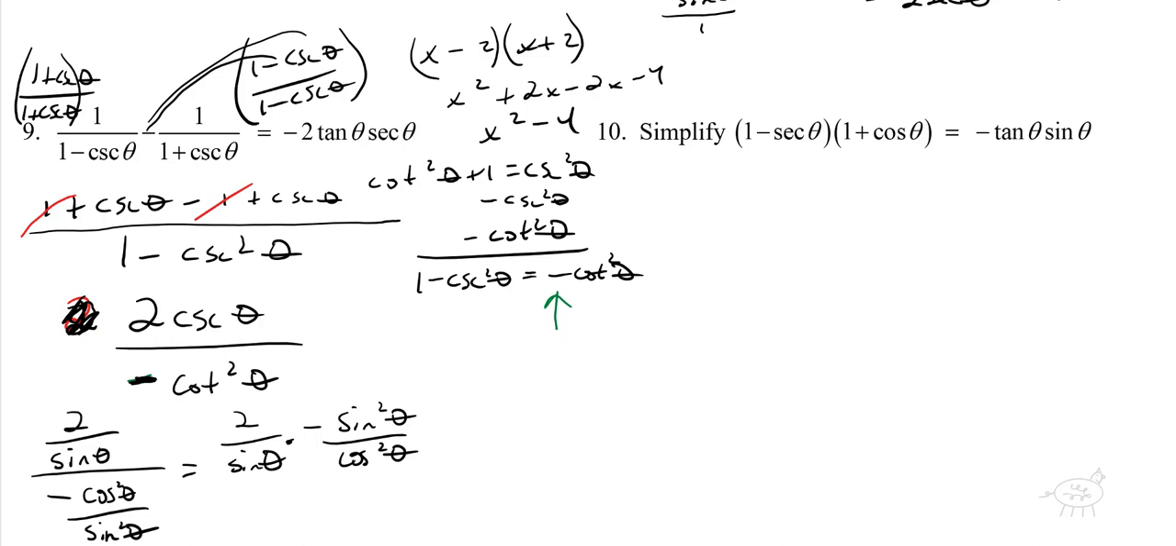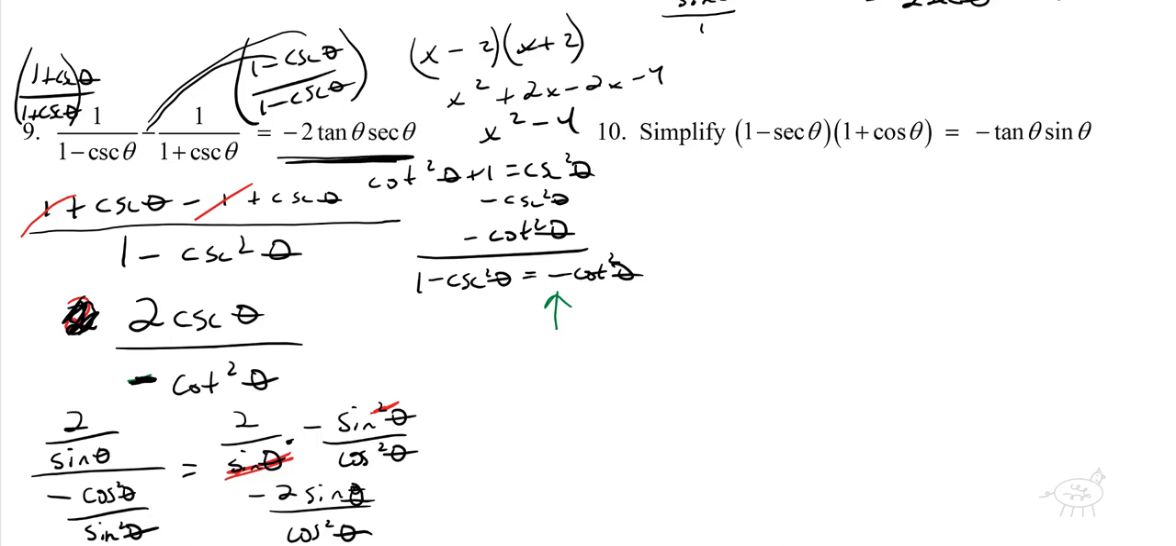Okay, and then you can see that the sine is going to cancel with that, and I wound up having, it's a little ugly, negative 2 sine of theta over cosine squared of theta. Now again, you might look at this and go, well, Mr. Curtis, this still looks complicated. I need this, negative 2 tangent secant.